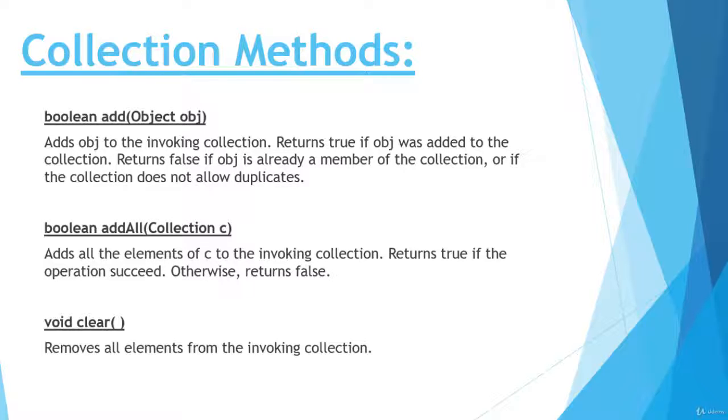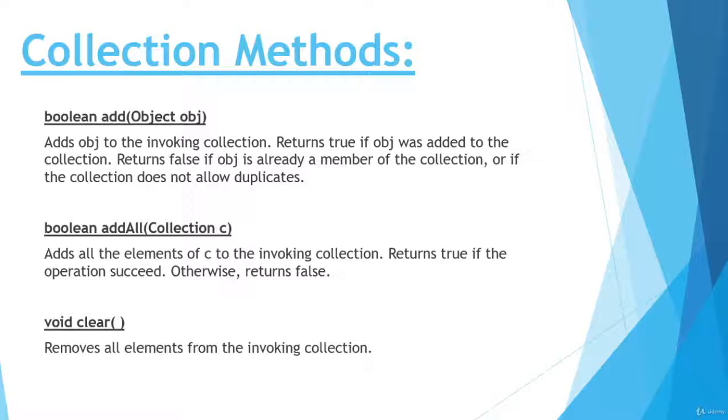It returns true if the object was added to the collection, and returns false if the object is already a member of that collection, or if the collection does not allow duplicates. Now we will discuss which collection allows duplicates and which does not, so you will have a better concept about this when we discuss different collections. So basically the add method is used to add the object in the collection.